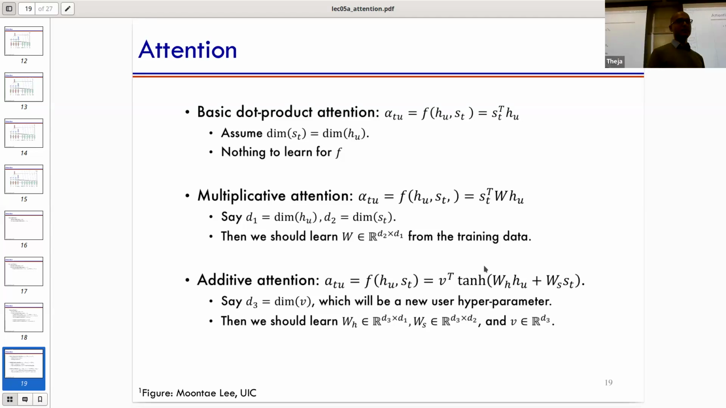So here are some examples of functions, right? One of the functions is just S transpose H, which is what we just discussed. If they are the same dimension, then it doesn't have any parameters, but that's one way to do it. But a couple of other versions are multiplicative attention, where you do the exact same thing, but you introduce an extra W matrix in between.